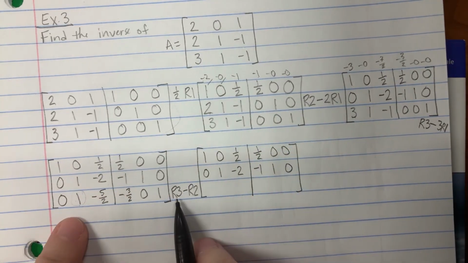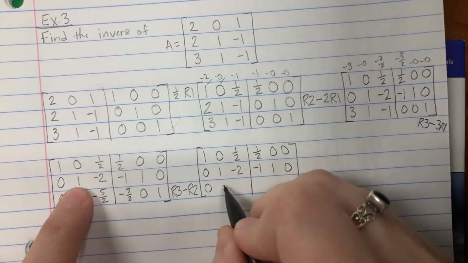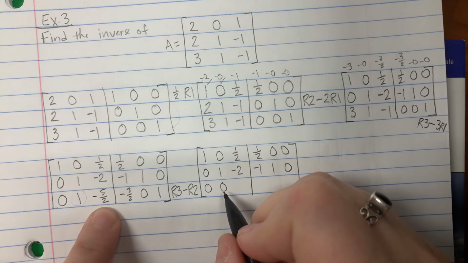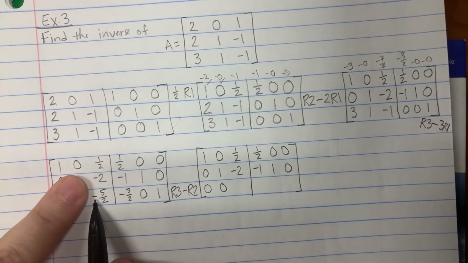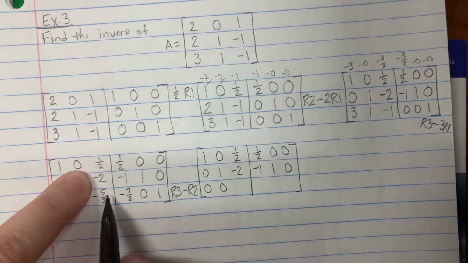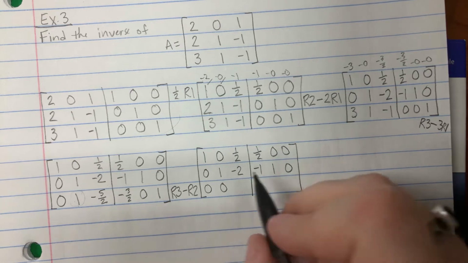Okay, this one, if I'm going to subtract these, 0 minus 0 is 0. 1 minus 1 is 0. Negative 5 halves minus negative 2. So be careful with that. If I subtract these, that means I'm actually adding 2 to this one. So that's going to give me, what, a negative 1/2.